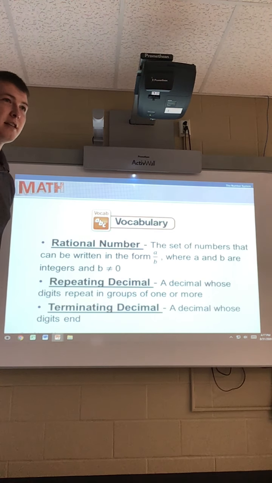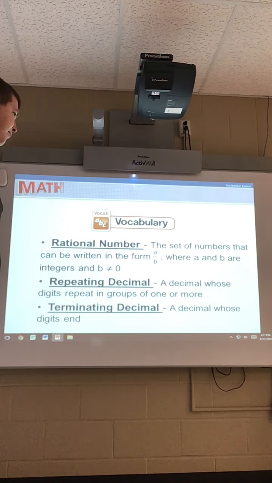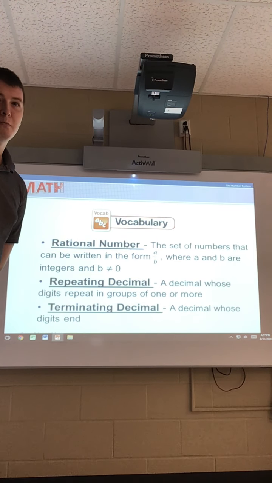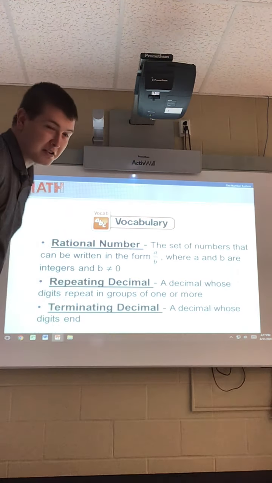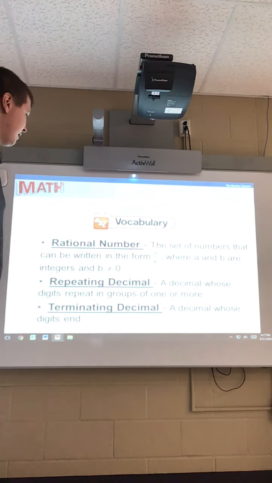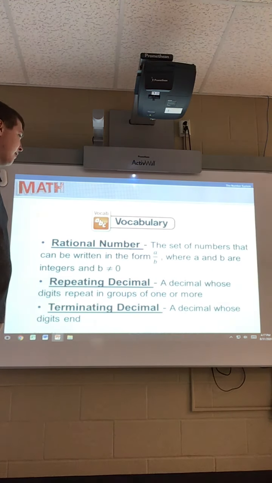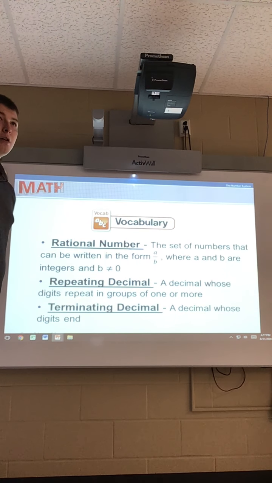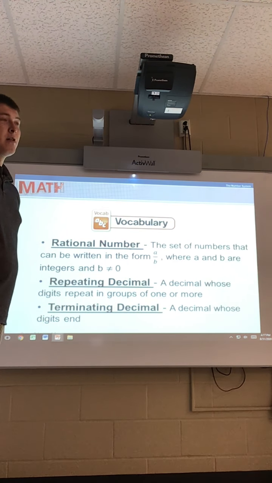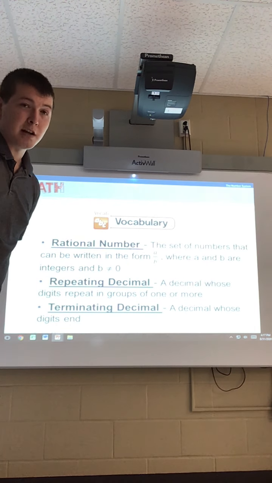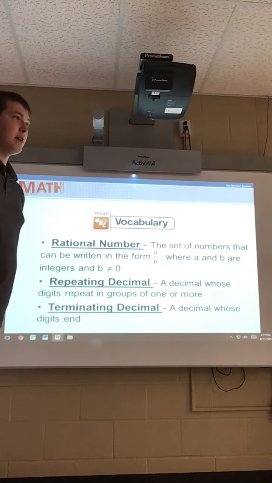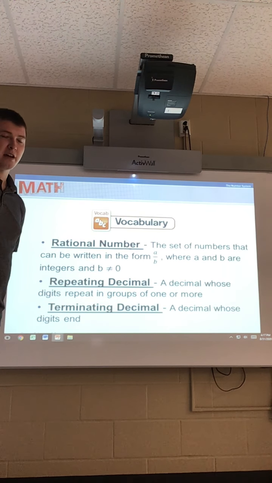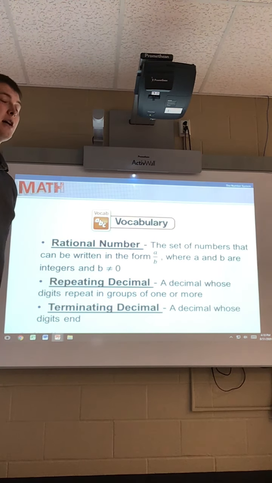I like to say that there is the math term and then the actual English term that we understand. This is the math term. In English, it basically just means a rational number is a number that can be written as a fraction, a over b. So 2/5 is a rational number. 3 is a rational number because it can be written as a fraction, 3 over 1. Any whole number can be put over 1 and it's a fraction.